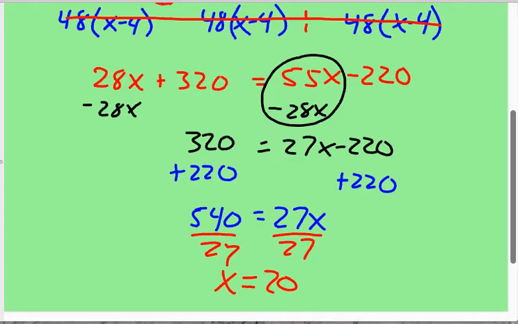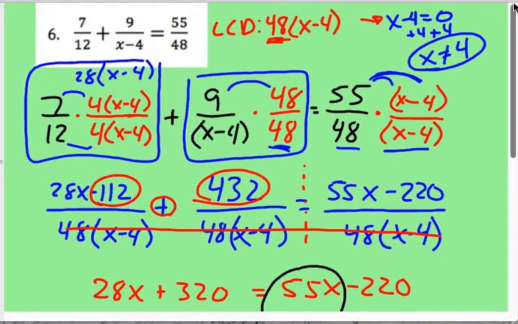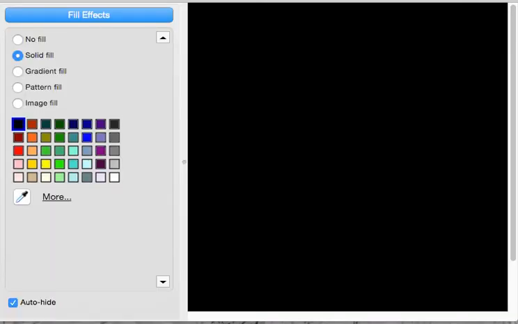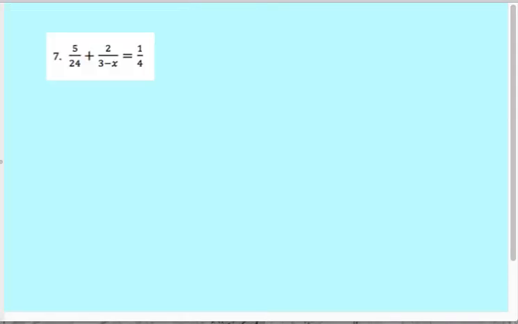Now, our constraint up here, it could not equal 4. So, x can equal 20. And you can plug it in right here and get a common denominator, and you're going to see that it does work. Okay, let's go to the last problem. It's a little bit different, not much. Working with rational equations, but a lovely shade of blue.